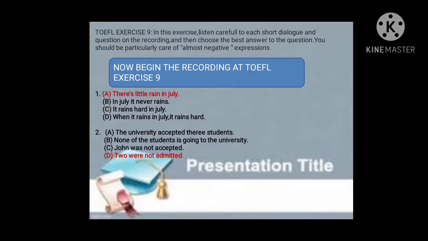Number 2. Were all 3 students accepted to the university? Only John was accepted. What does the woman mean?